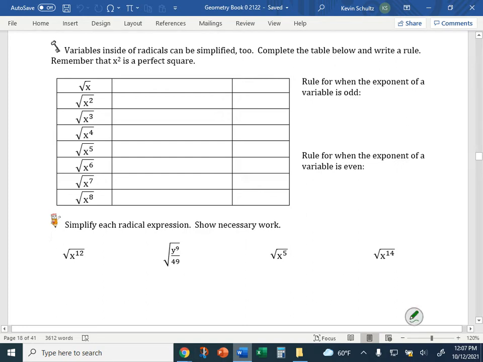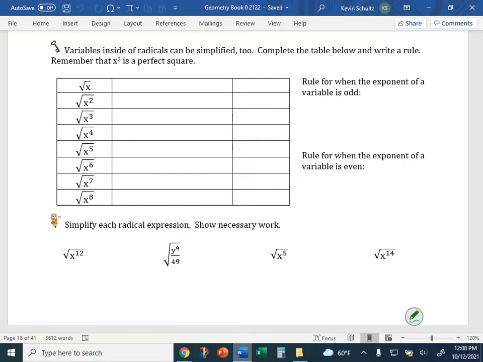Good day, geometry. We're going to briefly review our rules for simplifying radicals with exponents. Before getting to the rest of the page, I don't remember how far we got the last time, but we'll finish this up and possibly, if the stars align, get into 61 part 2 today.